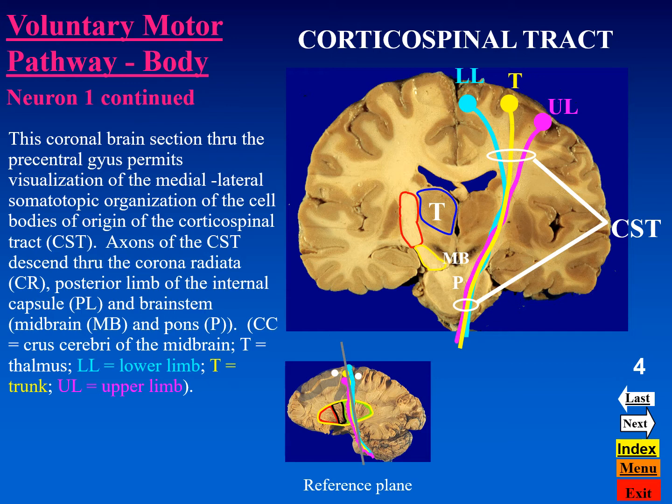The axons of these cell bodies project caudally through the corona radiata and then into the posterior limb of the internal capsule, and then next through the crus cerebri of the midbrain level. And finally, we see it here going through the pons.